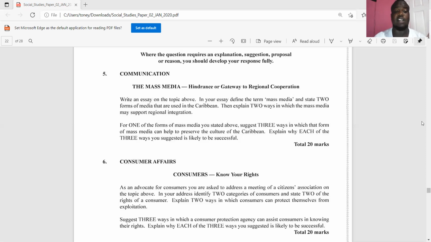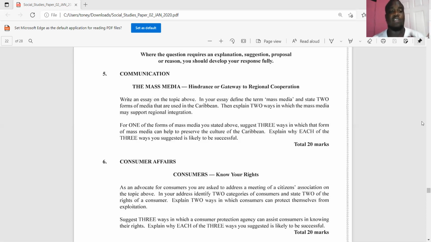Next part of the question now says, for one of the forms of mass media you stated above, suggest 3 ways in which that form of mass media can help to preserve the culture of the Caribbean. Then you are to explain why each of the 3 ways you suggested is likely to be successful. If you are not careful, you might lose all the marks here because it says that for one of the forms of mass media, so you must identify which form of mass media you're using, whether it's the internet, whether it's TV, radio, magazines, or newspaper. You must say which one of the mass media that you're using, right?